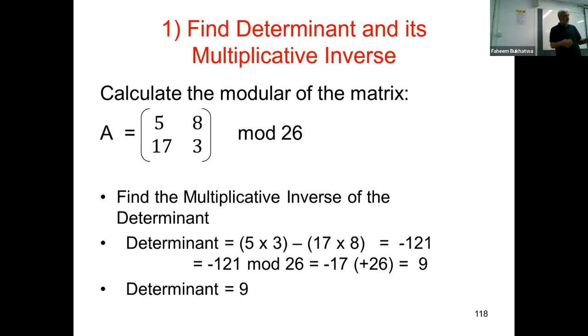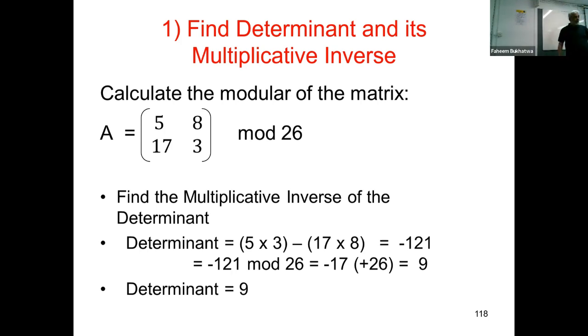If it's a positive number less than 26, that's fine, you finish, you've got the determinant. If not, if it's above 25 or below 0, then you must mod it by 26, and that gives us 9. And if it had given us 10 instead of 9, then it means this matrix may or may not have an inverse. If it's 9, then it will have an inverse.